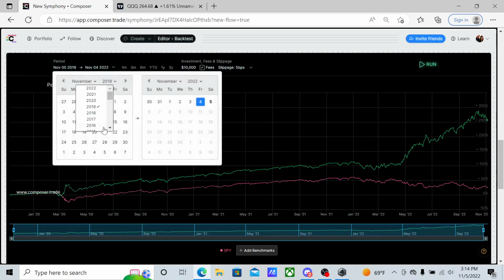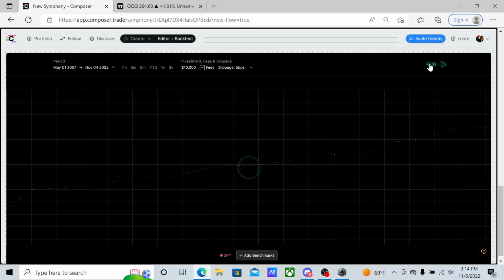So let's go all the way back out and see what this would look like. Oops. I really need to get me a mouse. I do not like using these track pads, touch pads, whatever you call it. Okay.